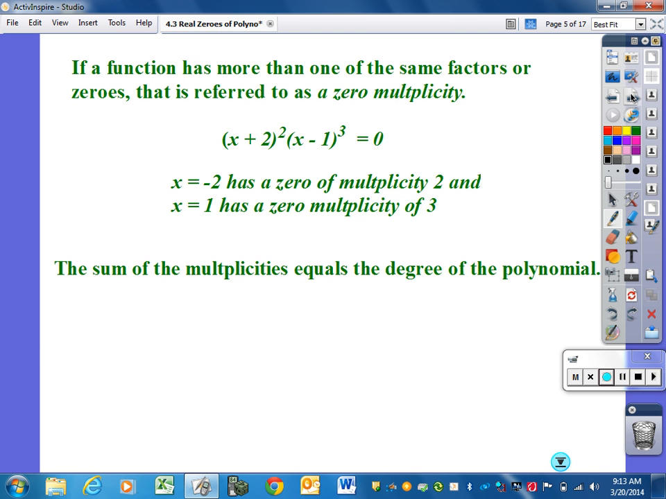So if I have this factored form, if I solve this for 0, I would get x equals negative 2. Since that happened twice, I would say it has multiplicity of 2. Here, if I put this equal to 0, I would get x equals 1. Since that happened 3 times, I would say it has multiplicity of 3. So if you want the degree of this polynomial, you will always sum the multiplicities. So this polynomial would have a degree of 5, since 2 plus 3 is 5. So it is a 5th degree.